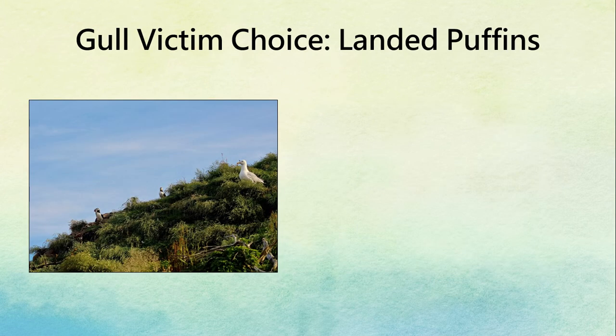And lastly, I was looking into aspects of puffins' landing that impacted their essentially risk of being kleptoparasitized. Now, I'm only presenting this one variable, but I do have other ones. They just were really not significant, so not interesting. So is there a difference between the distance between the landed puffin and the herring gull, and is that related to the herring gull's victim choice?